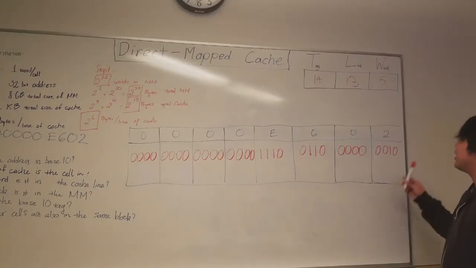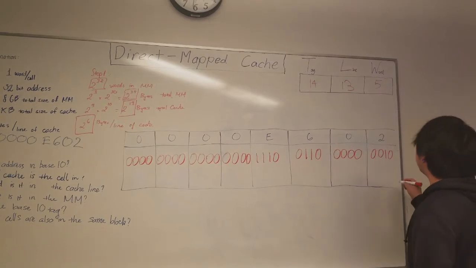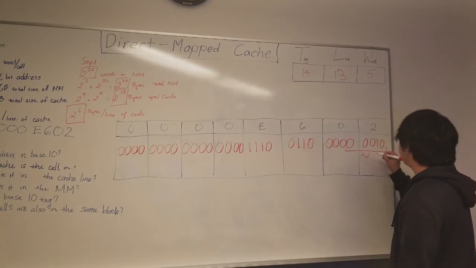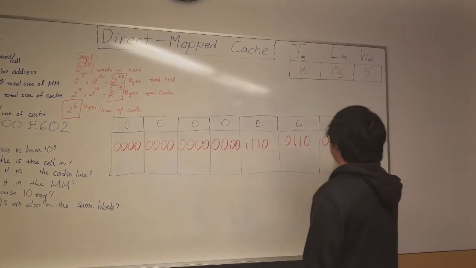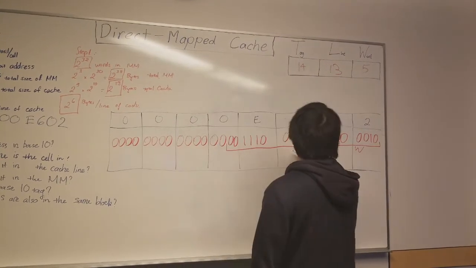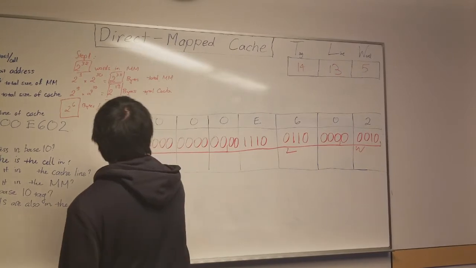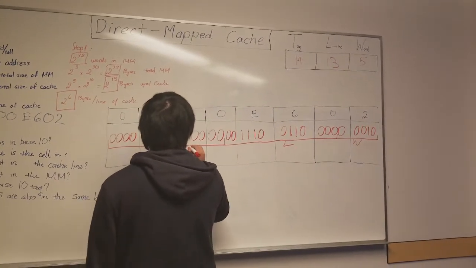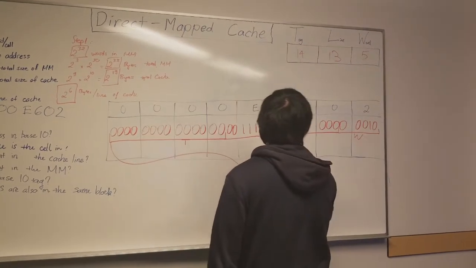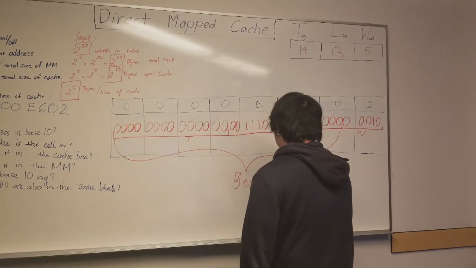From here, we look at our tag, line, and word. Starting from our right side, our first 5 bits are our word. Then the next 13 bits, starting from here all the way to here, are our line. And the rest on the left side, the 14 bits, are our tag. Combined, our tag all the way to our line is our block.